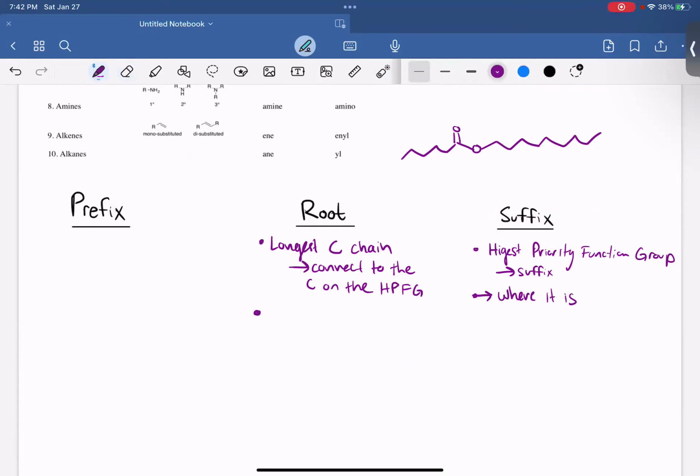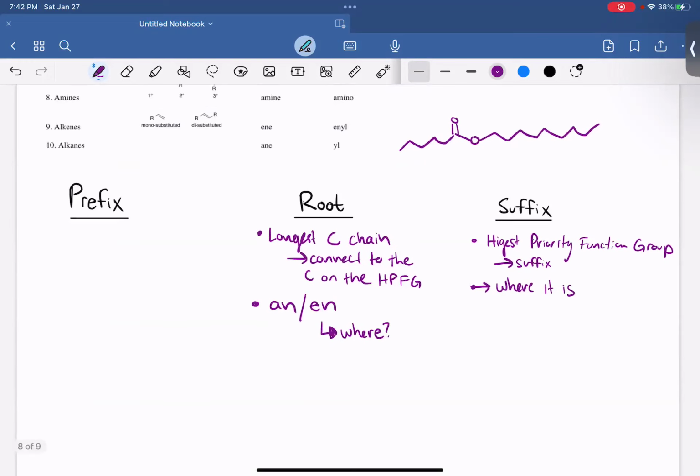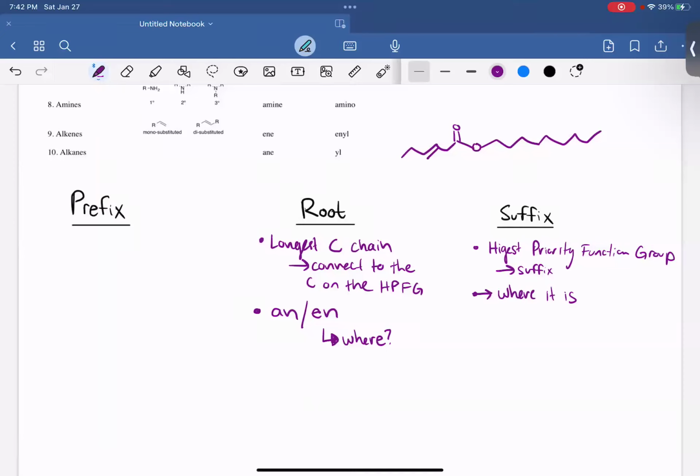Next, you want to identify if there's any double bonds in that longest carbon chain. And you will do that by saying AN or EN. AN indicates no double bonds, and EN indicates that there is a double bond. If it is EN, you have to tell me where that double bond is. For example, that double bond could be coming off the 2 carbon, or it could be coming off of the 3rd carbon here. So you have to just be specific.